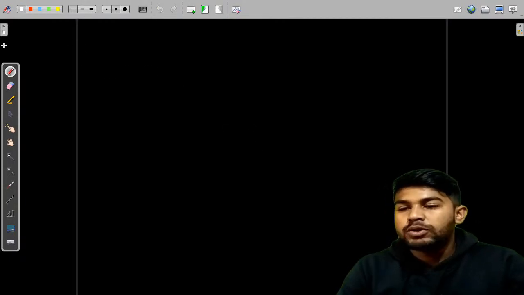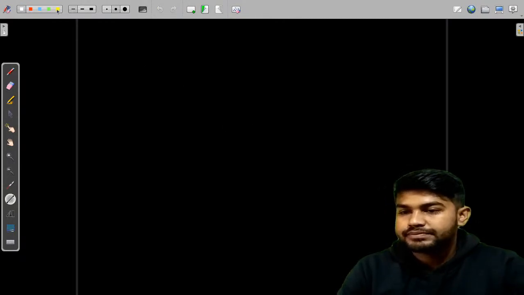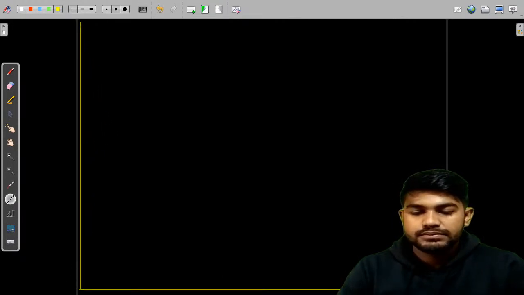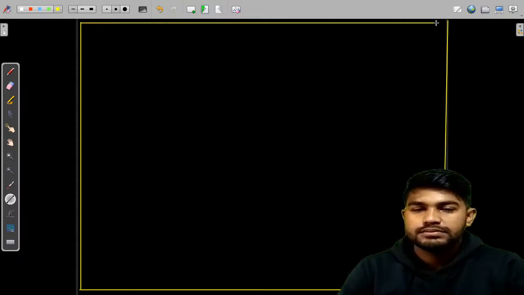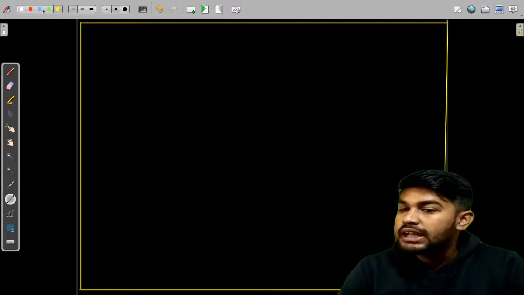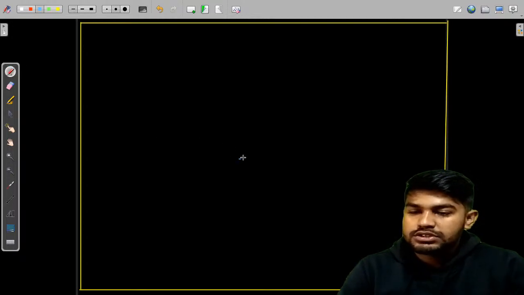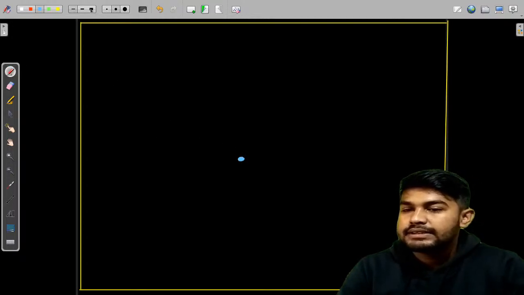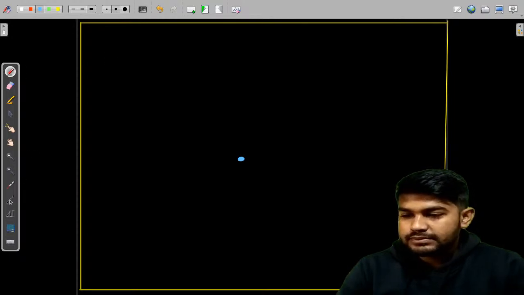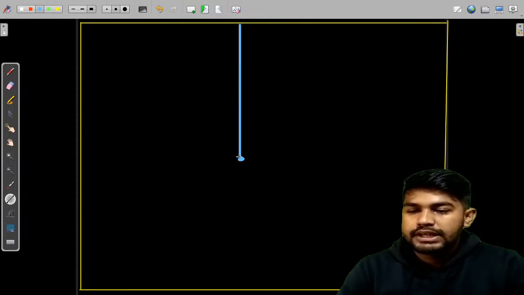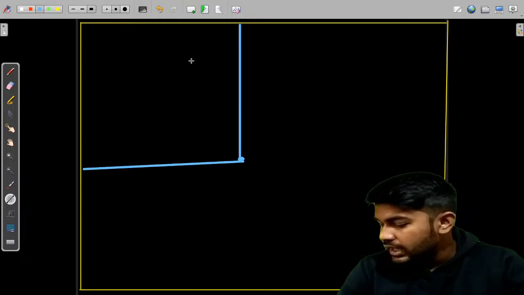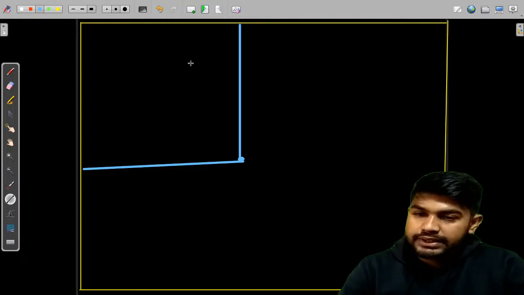Suppose this is the given matrix, and suppose I stop at this point. Then the sum would be from this to this, the sum of the whole. This is what we have in the 2D prefix sum.